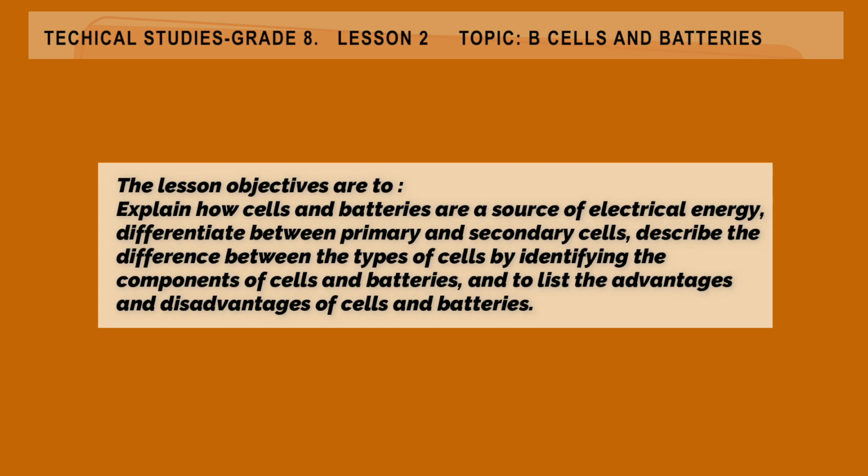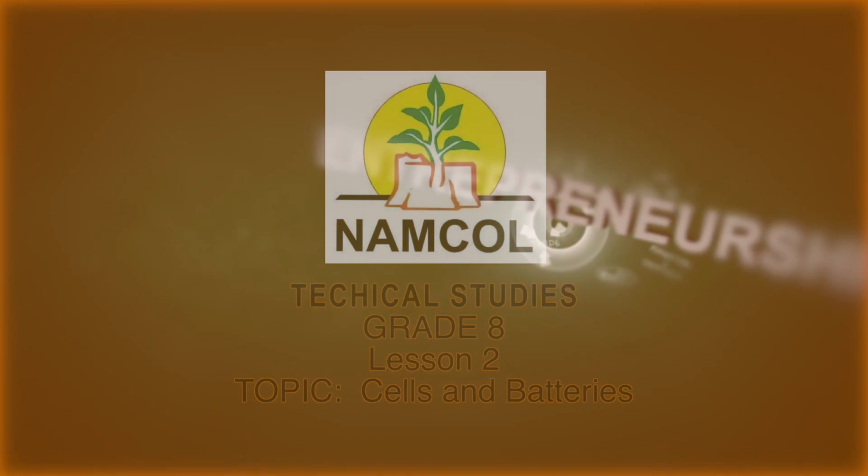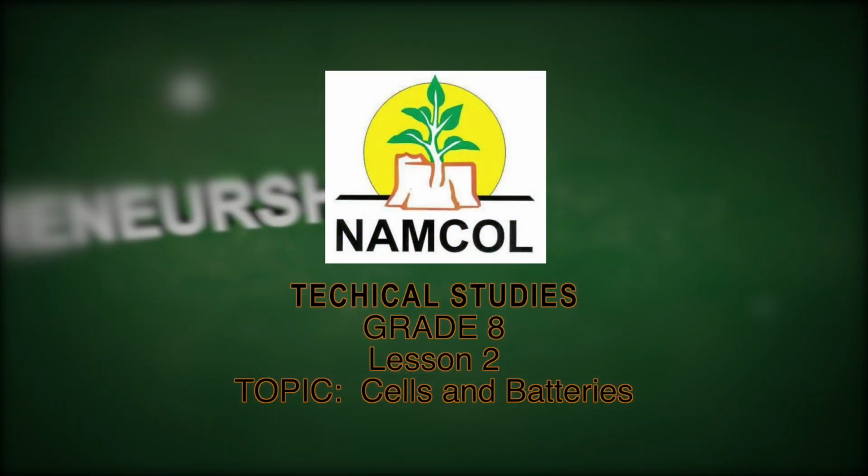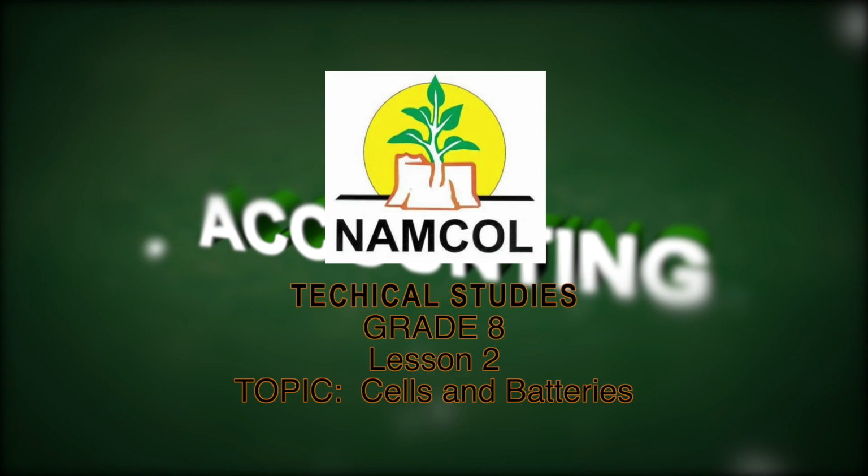The lesson objectives are to explain how cells and batteries are a source of electrical energy, differentiate between primary and secondary cells, describe the difference between the types of cells by identifying the components of cells and batteries, and to list the advantages and disadvantages of cells and batteries. Now that we have our objectives, let's get into today's lesson.